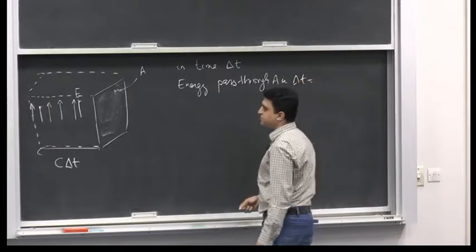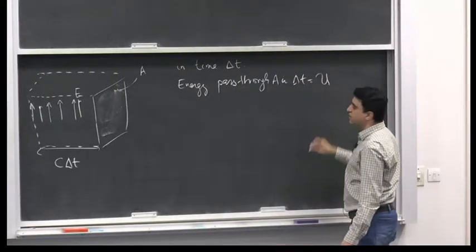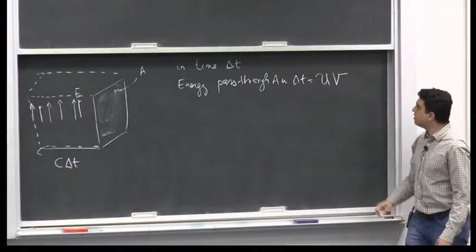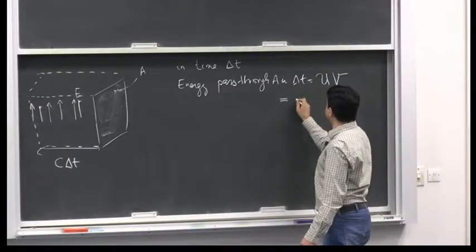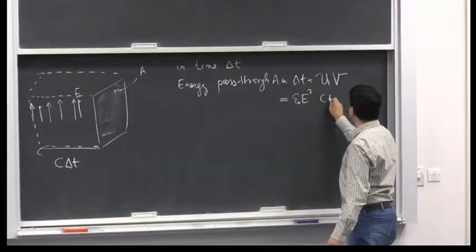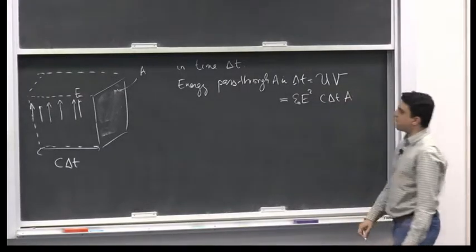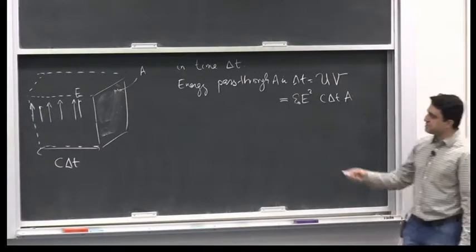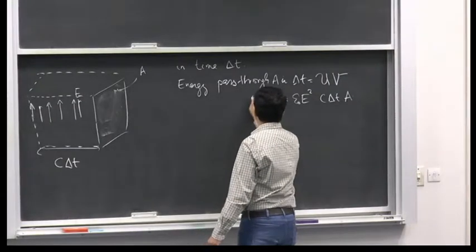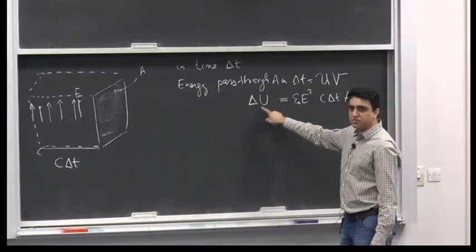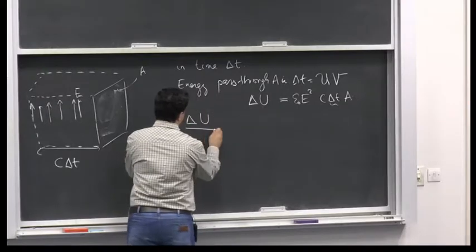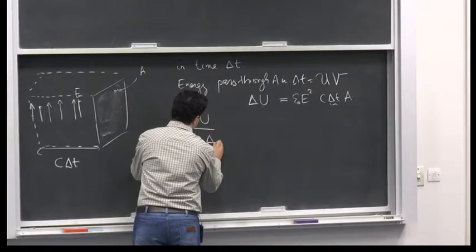So how much would be the total energy which passed through it in time delta t? That would be the energy density multiplied by the volume of this box. So let's say I call this volume V. What is the volume of this box? The energy density I know, this is epsilon naught E squared. The volume of this box is c delta t multiplied by area. True? Now we are interested in energy per unit area per unit time. So this energy I call delta U, which flows per unit time delta t. So what I am interested in is energy per unit area per unit time.